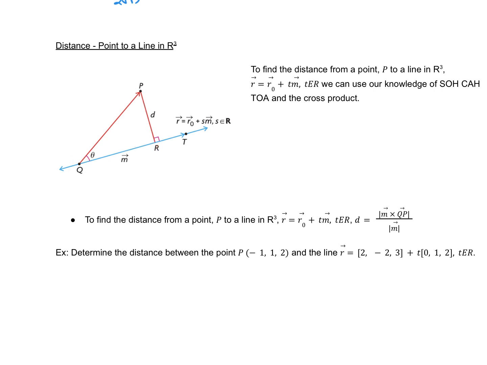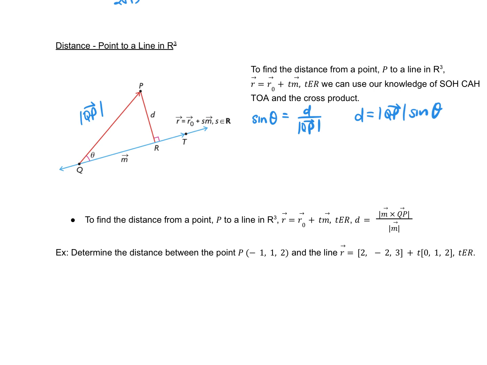So thinking of SOHCAHTOA, my distance is the opposite. Vector QP, or the magnitude of QP, is the hypotenuse. So that would be sine theta equals my distance over my magnitude. And if I just clean that up, I would get distance equals the magnitude times sine theta. Now, I would like to bring that direction vector in here somehow because I might not know sine theta. So I kind of want to get rid of that so that I don't have to solve for an angle before I can find my distance.